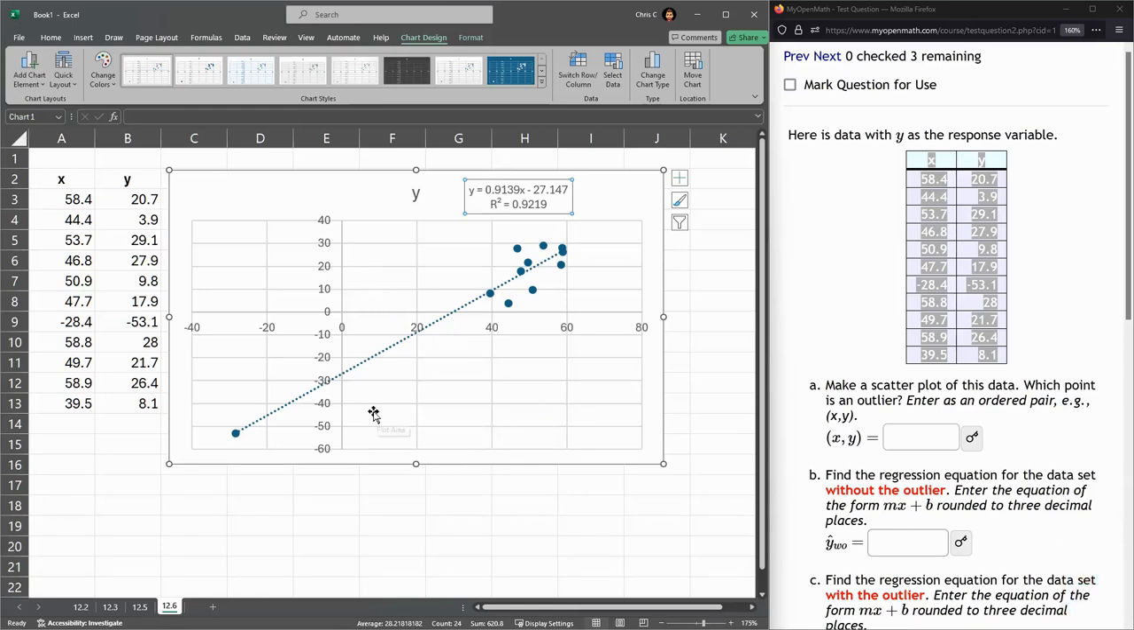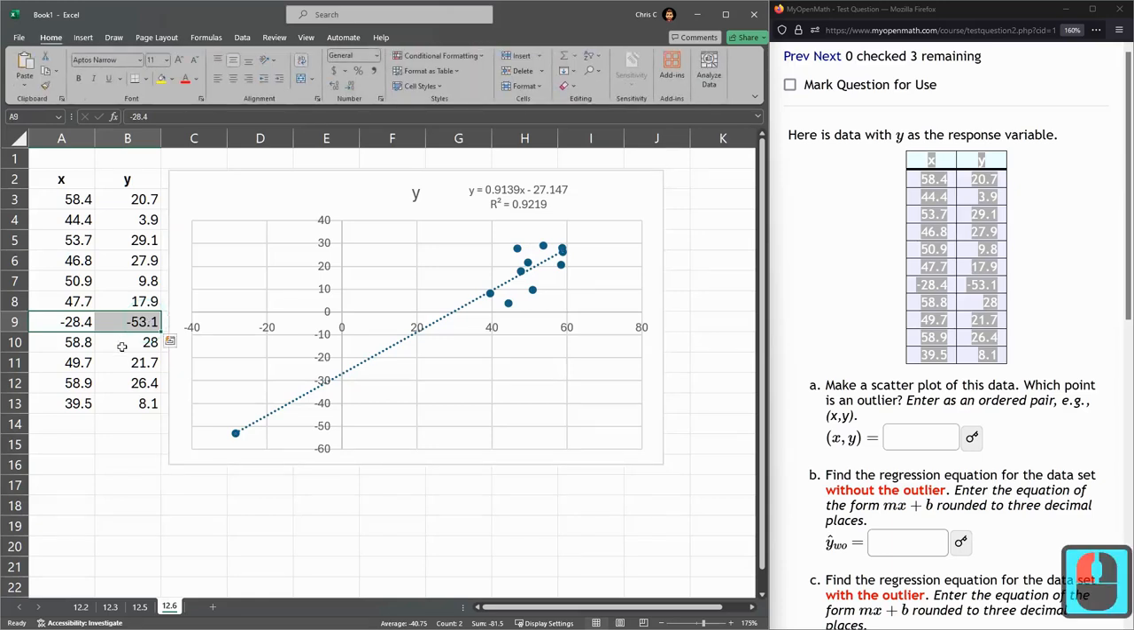So there's supposed to be an outlier here. I believe it's this one way down here. So where is that one? We have to pick it out here. Mine is really obvious. It has a big negative value on both x and y coordinates.